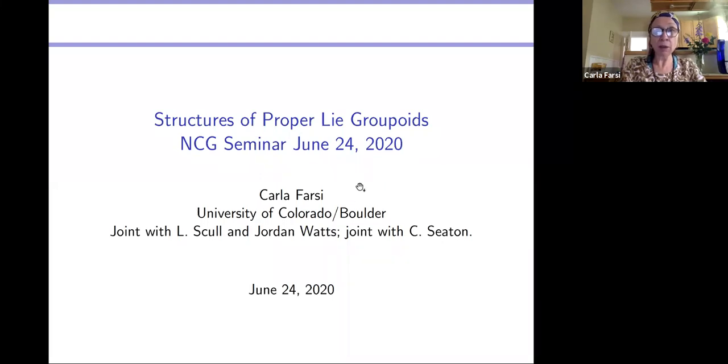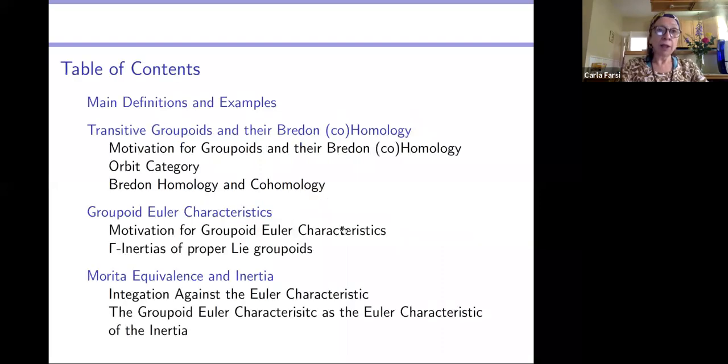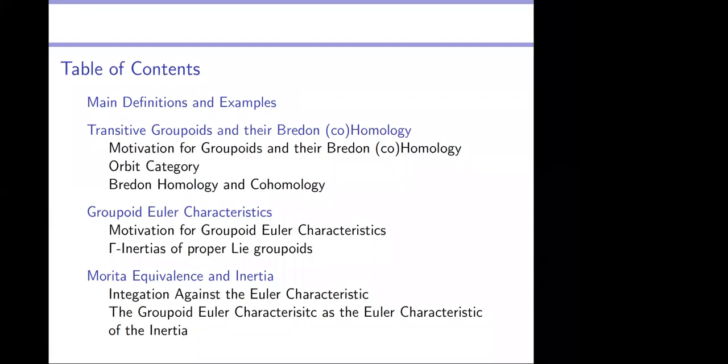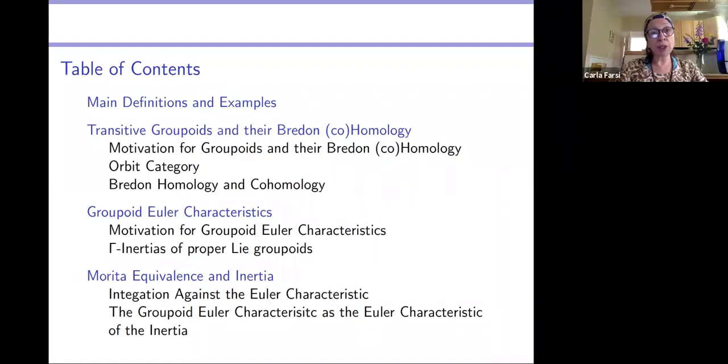Okay, this is just an outline of the talk. I'll give some main definitions, which everybody knows, but just to set the notation, I will reiterate them. And then I will talk about the first results, which are relative to Bredon homology and cohomology for transitive groupoids that are also proper. Really, in all of my talk, all of the groupoids will always be proper unless otherwise said.